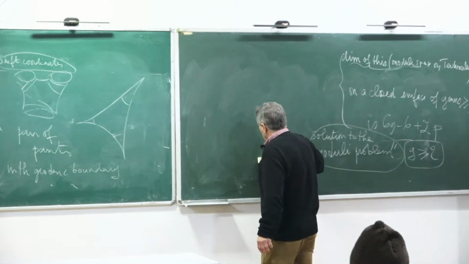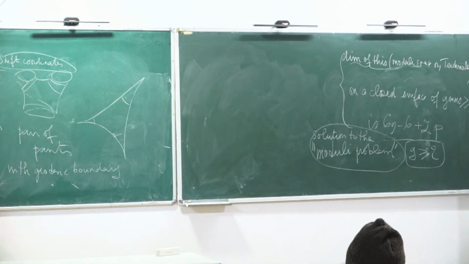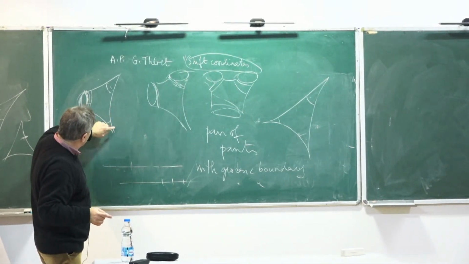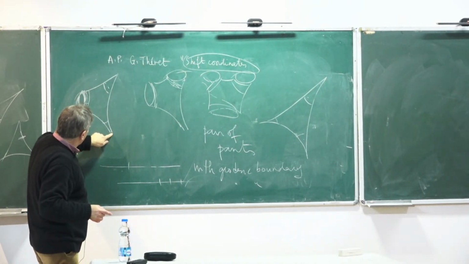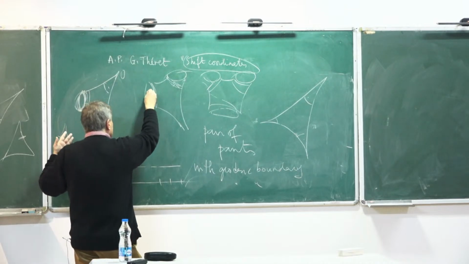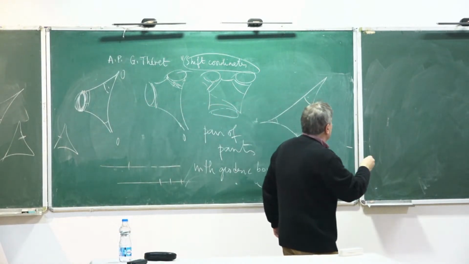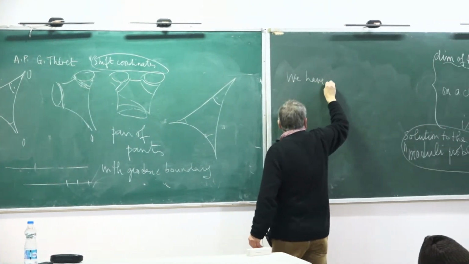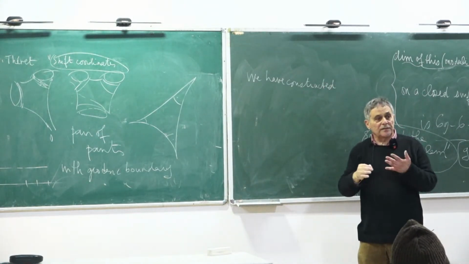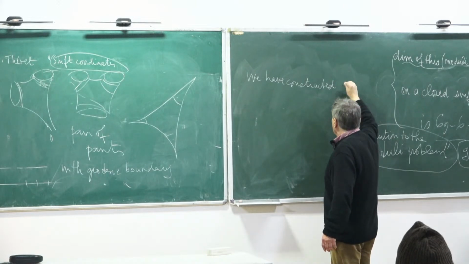As I told you, there are pairs of pants of different kinds. By abuse of name, this is also called a pair of pants, where the length of this boundary component is 0, right? Here the length is some definite positive number, and here the length is 0. So we have constructed, just by using gluings of ideal triangles, what?